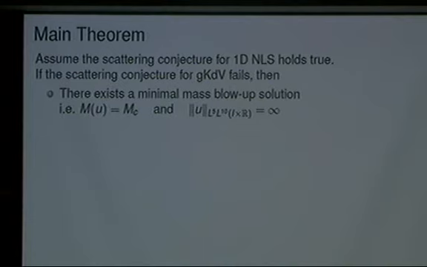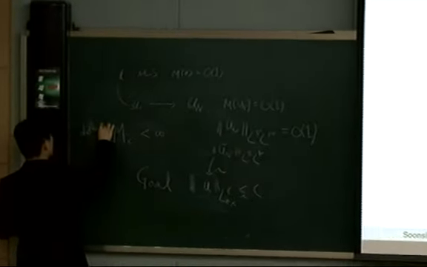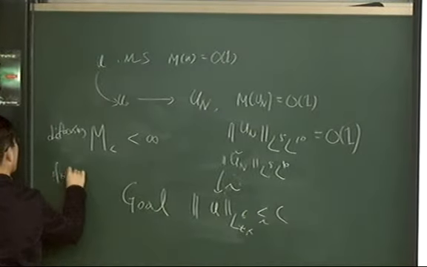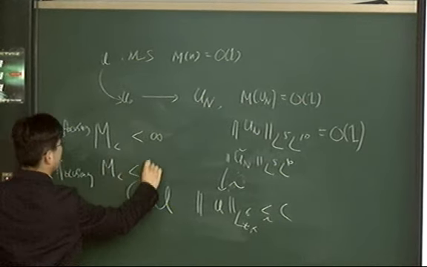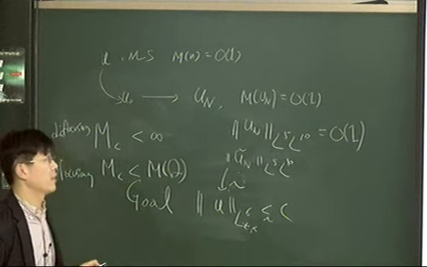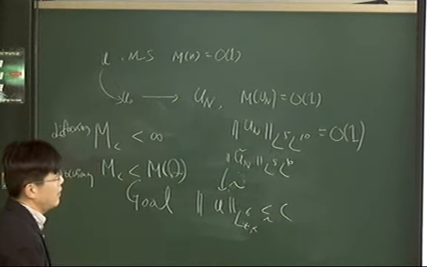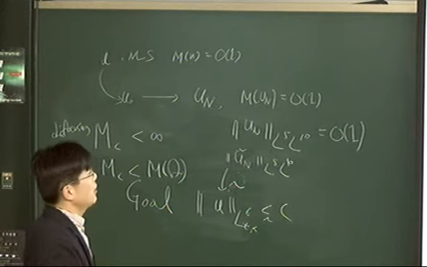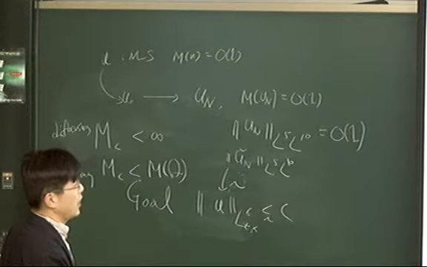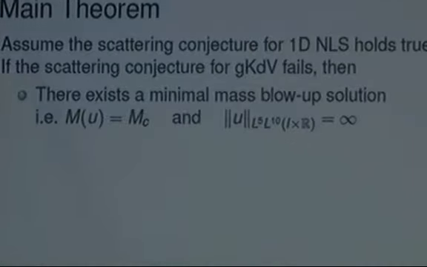Once you have a failure of the scattering, then there is an M_c, and M_c for the defocusing case could be infinite, or for the focusing case, M_c could be like M of Q. If the scattering fails, then there exists a minimal mass blow-up solution, whose mass is the same as the critical mass, and it is blocked in the sense that the space-time norm is going to infinity.